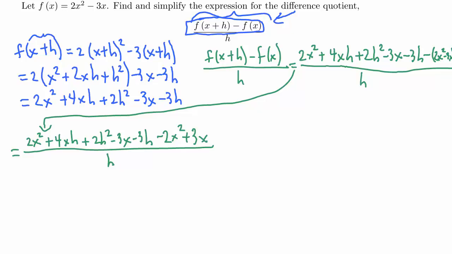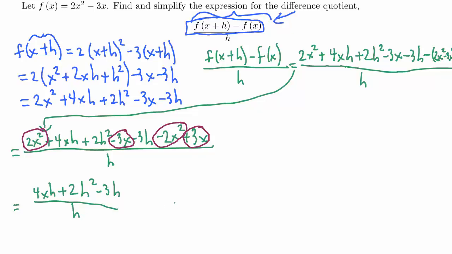Now then, at this point, you need to start realizing that anything that does not have an h in it is going to cancel. So that 2x squared and that negative 2x squared will cancel each other. And this negative 3x and this positive 3x will also cancel each other. So if you notice in the numerator, you just have terms with h's. Therefore, you get 4xh plus 2h squared minus 3h all over h.